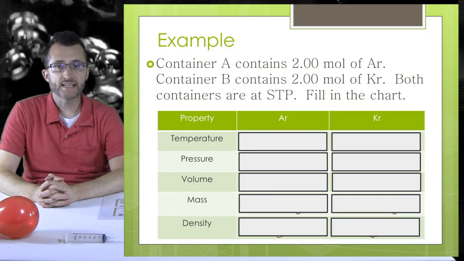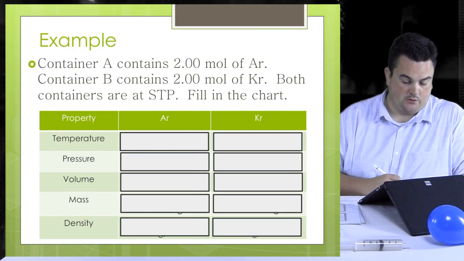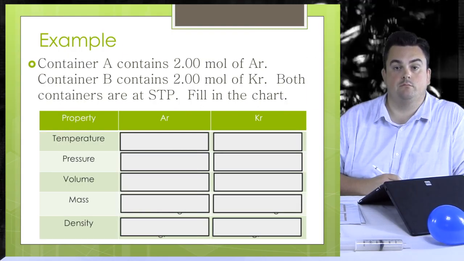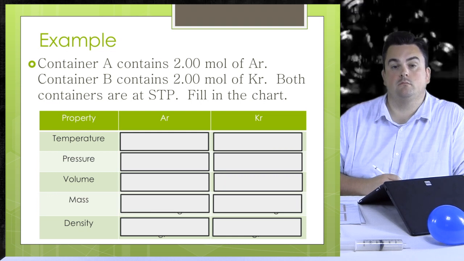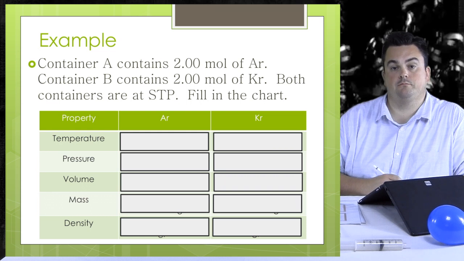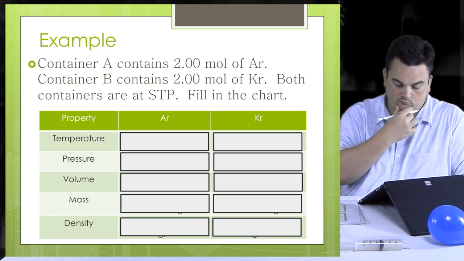All right, we're gonna do an example that makes use of Avogadro's hypothesis. You ready, Fu? Let's do it. All right. Container A contains 2.00 moles of Ar. Container B contains 2.00 moles of Kr. Both containers are at STP. Fill in the chart. All right, so let's start with temperature and pressure.